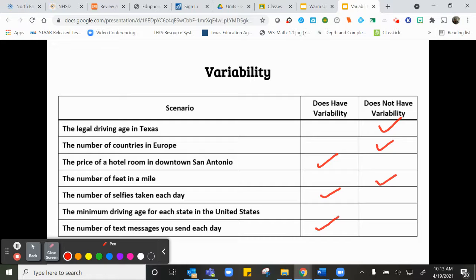So once again, for variability, all you need to know is read the situation and figure out, do we have multiple answers or one exact? If we have one exact, it does not yield or have variability.